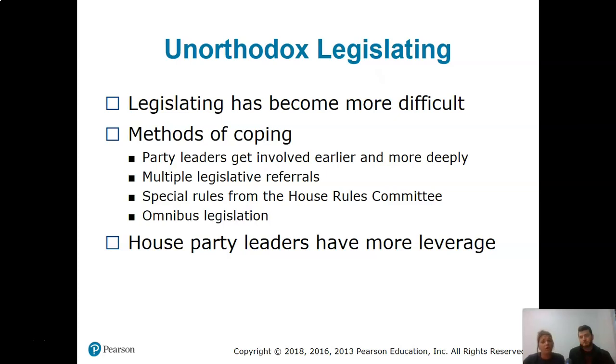So if a bill is proposed in either of the chambers, they're going to really get to know that bill and the ins and outs of it, and they're going to send it to a very appropriate committee and subcommittee to get work done on that bill. Multiple legislative referrals. I imagine that means you need more support. I got it. More support for each bill.